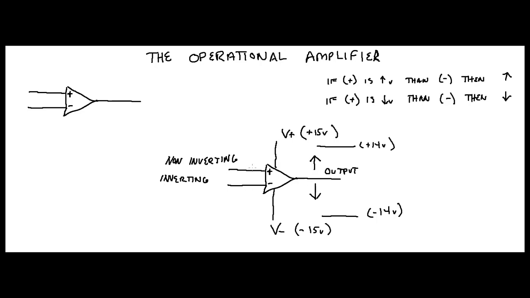So usually if you're using these in open loop mode, you're just using it as a comparator. The comparator basically gives you a high output voltage if your non-inverting input is above your inverting input, or it gives you a low voltage if your non-inverting input voltage is below your inverting voltage. All right?